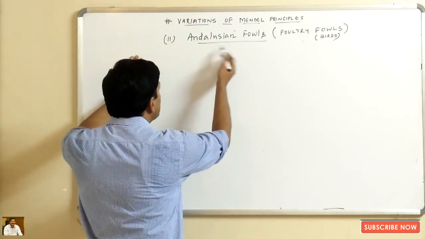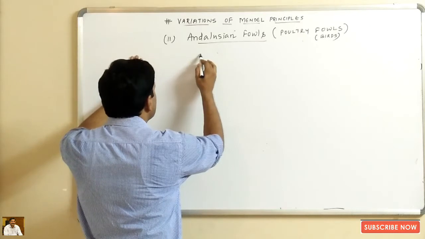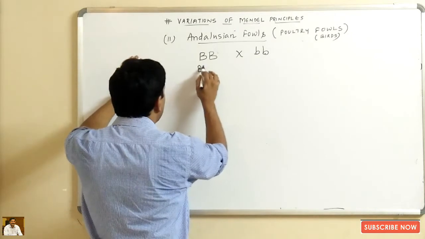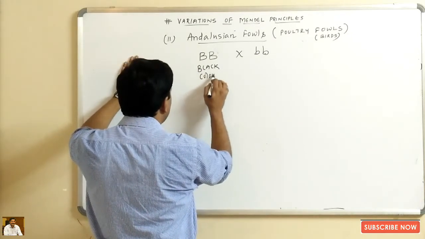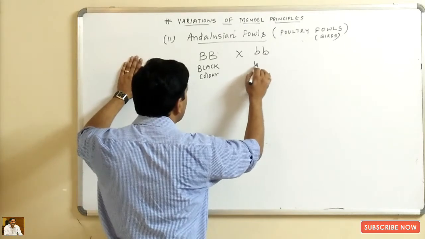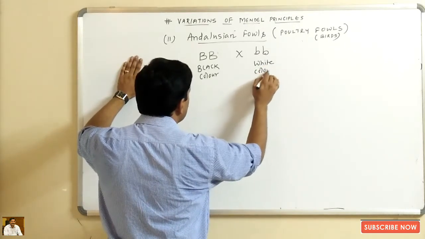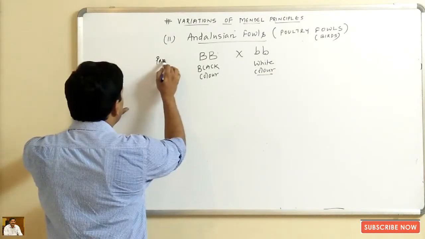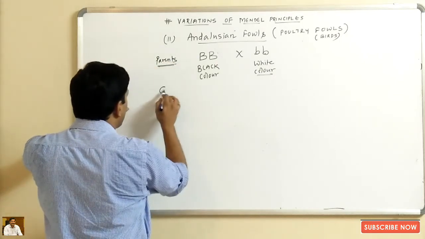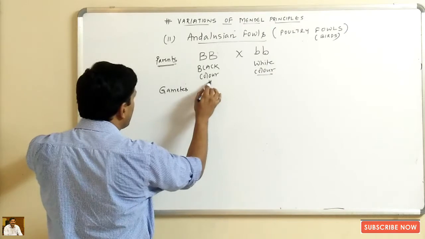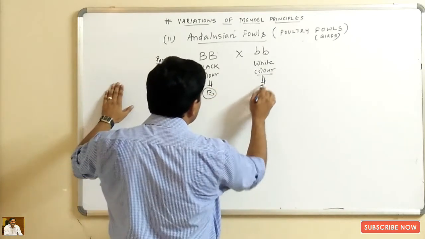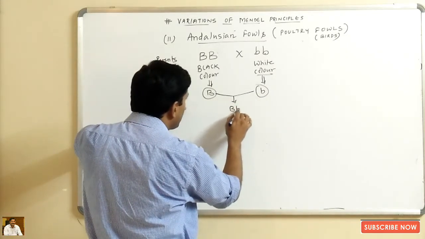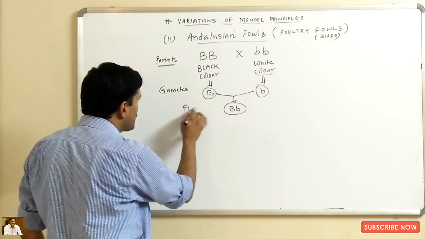The Andalusian fowls have two varieties. One is capital B and another is small b. Capital B is for the black color fowl, and small b is the parent for the white color. So these are the two types of poultry fowls. While crossing, these are the parents. Now we can make the gametes here, capital B and small b. When we cross, we get capital B small b, and this is the F1 generation.